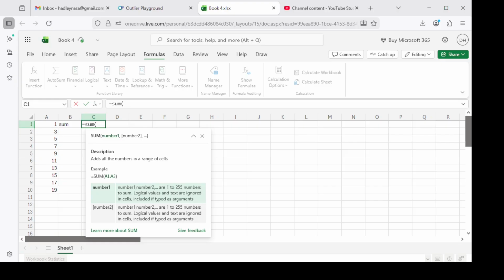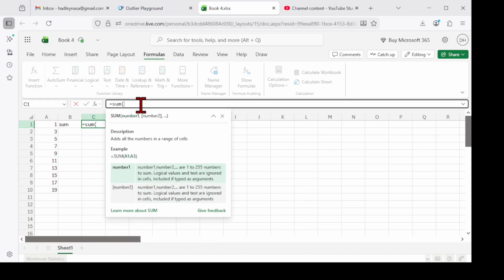And you can see as I type it, basically this little help guide pops up. This isn't in all forms of Excel, but definitely the online one. So it tells you what it does, gives you an example of how it works, and it gives you the specific format.